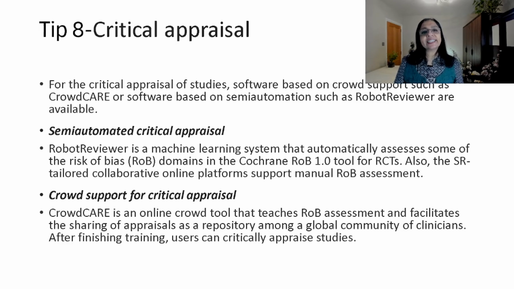Moving on to the critical appraisal. For the critical appraisal of studies, software based on crowd support such as CrowdCare or software based on semi-automation such as Robot Reviewer are available. So semi-automated critical appraisal: Robot Reviewer, as I mentioned in the previous stage also, is a machine learning system that automatically assesses some of the risk of bias domains in the Cochrane ROB1 tool for RCTs. Also, the SR tailored collaborative online platforms support manual ROB assessment.